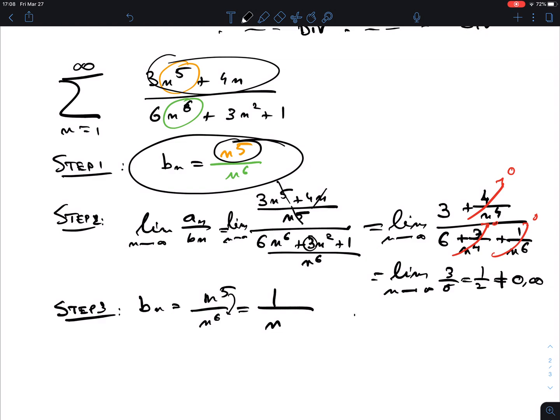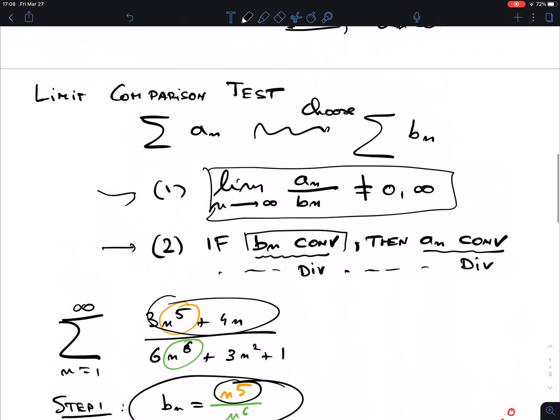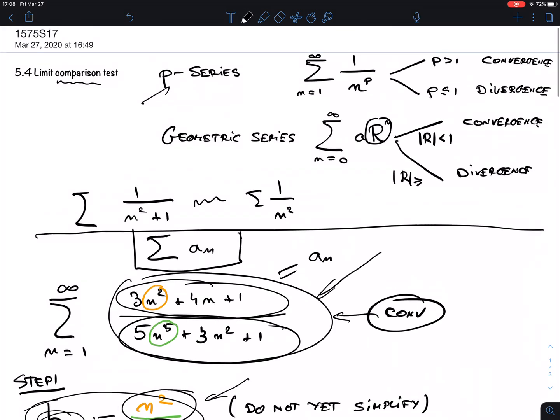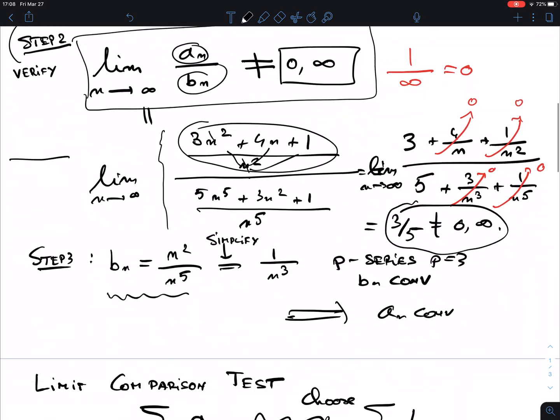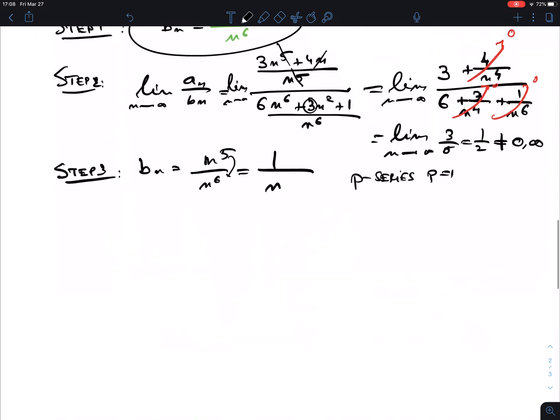Okay, what is p here? So it's a p series. What is p? p is 1. Is that good or is that bad? Well, if you forgot, look it up. p equals 1 implies divergent. So this is divergent.